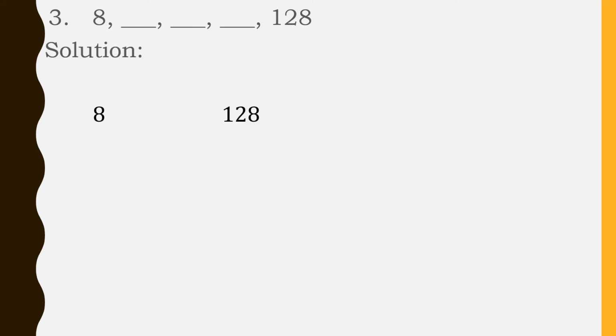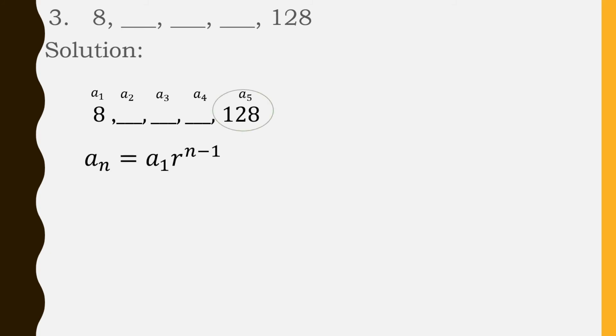For our third example, some items are written this way: 8, blank, blank, blank, 128. So it is clear that the geometric means we need to find here are 3. We'll write here the given values. Our first term is 8, the second, third, and fourth terms are unknown, and the fifth term is 128. The same as earlier, we will express the fifth term as our nth term, or a sub n, using the formula for the nth term of a geometric sequence.